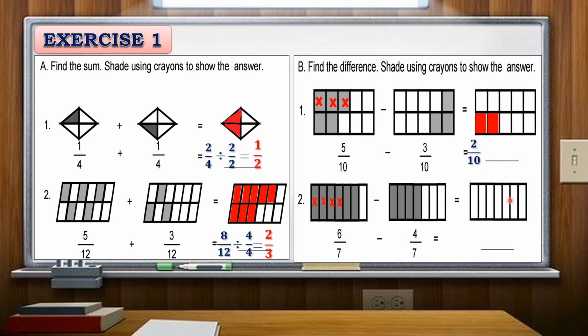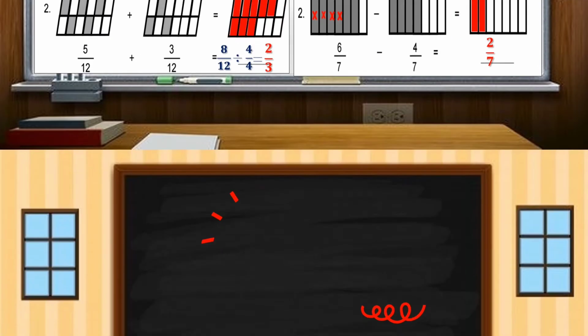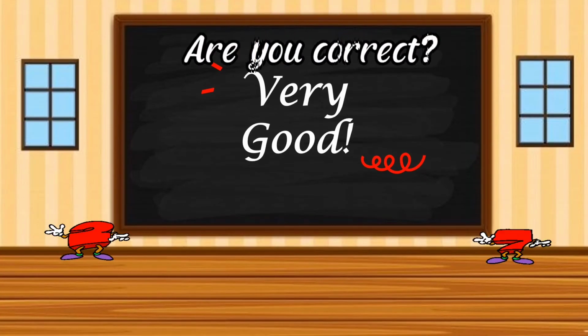Since 2/10 is not in its simplest form, we're going to reduce this to its simplest form by finding the greatest common factor of 2 and 10. And the greatest common factor of 2 and 10 is 2. So, let's divide 2/10 by 2. 2 divided by 2 equals 1. 10 divided by 2 is 5. 1/5 is our final answer. This is the answer in number 2. Very good!